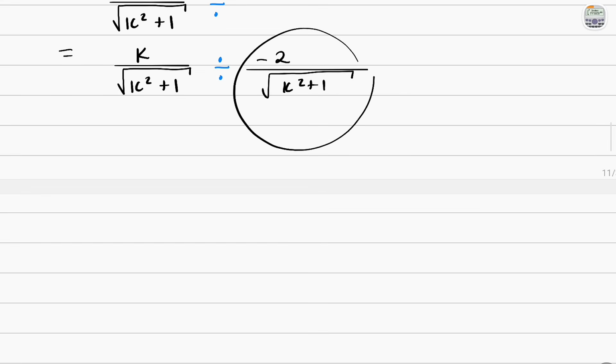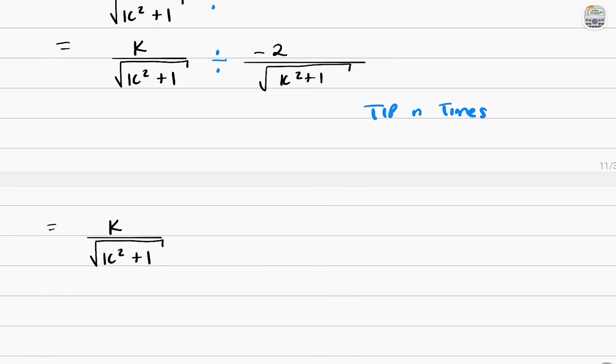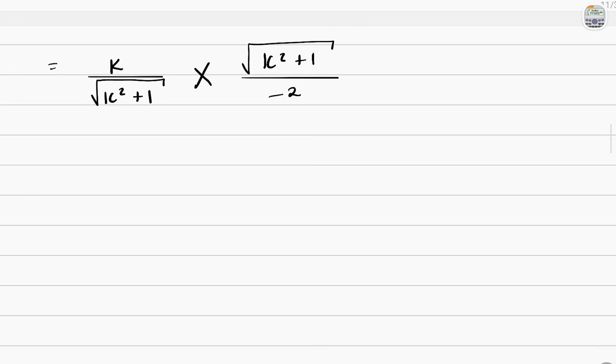When you're dividing by a fraction, we can use this rule: tip and times. You tip only the number that you're dividing by. So keep this as it is, and then tip this number, swapping the numerator and the denominator. It now becomes the square root of k squared plus 1 over negative 2. And the times part is changing the division to a multiplication. So this is what we have.